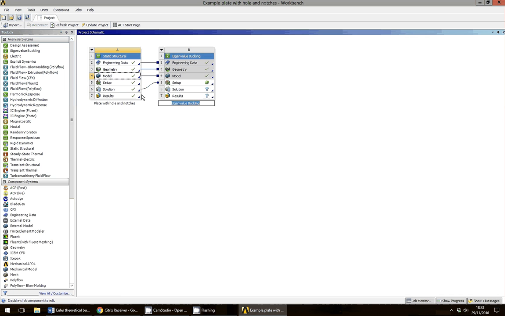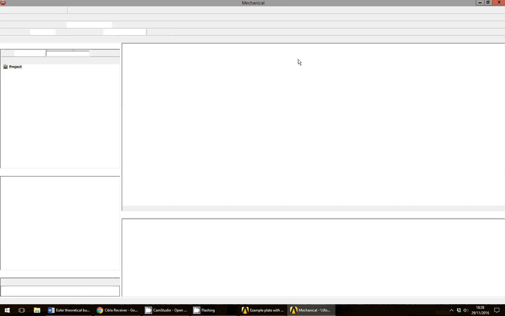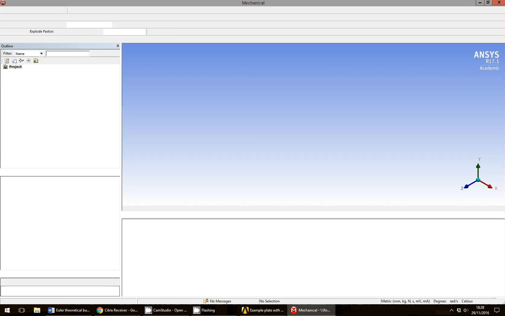So if you just highlight those, we'll see what it's doing here. These are grayed out. These are from the structural. It's copied directly. The solution feeds into the setup for the buckling analysis. So we can double click on that and have a look at the setup and maybe make some changes to it. This takes us back into the Mechanical.